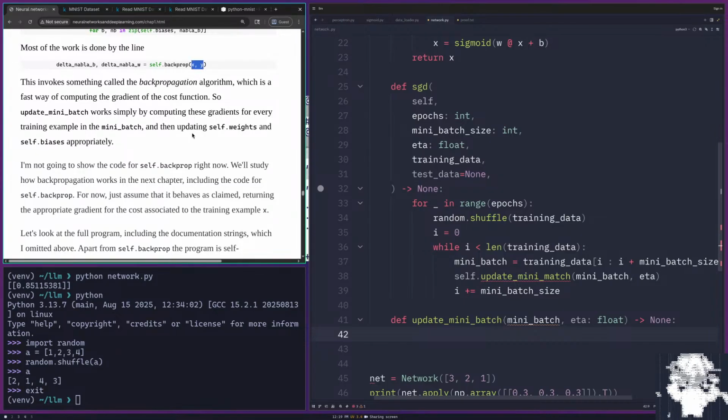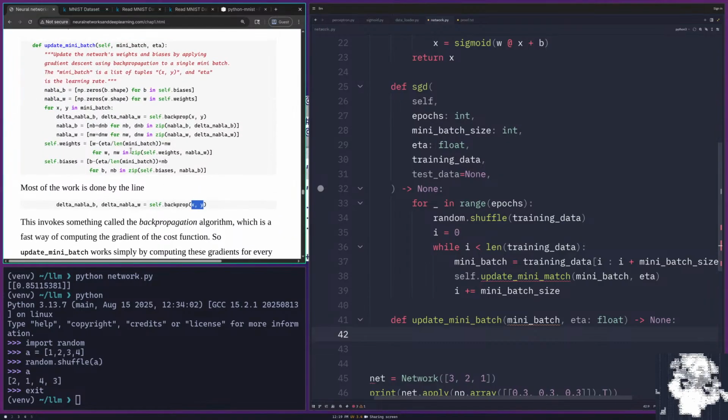I'm not sure what x, y are. I think we have to look at the code for update_mini_batch. Update the network's weights and biases by applying gradient descent using backpropagation to a single mini batch. The mini batch is a list of tuples (x, y), and eta is the learning rate.